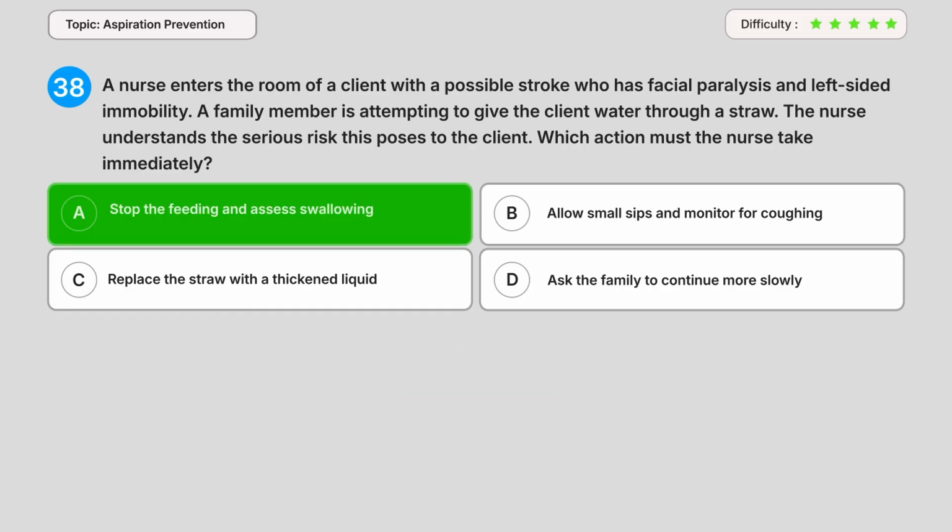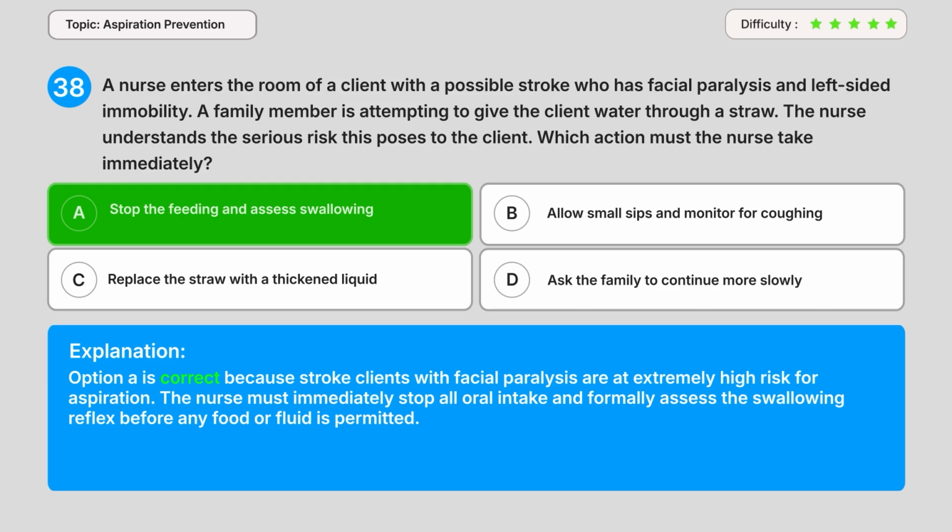Correct answer. A. Stop the feeding and assess swallowing. Explanation. Option A is correct because stroke clients with facial paralysis are at extremely high risk for aspiration. The nurse must immediately stop all oral intake and formally assess the swallowing reflex before any food or fluid is permitted.